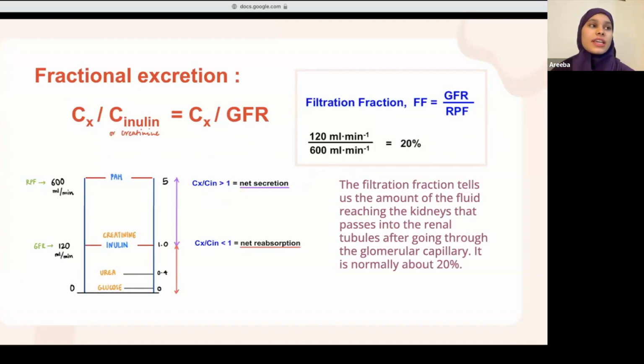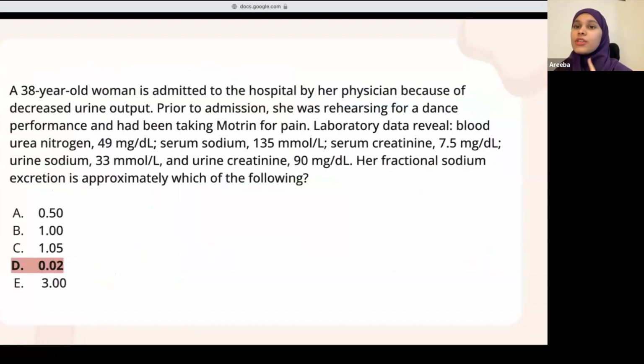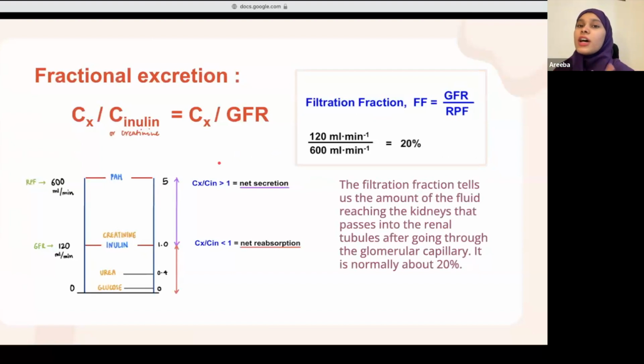Okay, so in this case, we have the values for sodium. We've got the serum sodium, we've got the urine sodium, and if you calculate that, you get the clearance of sodium, and then you divide that by GFR. Okay, and do not confuse fractional excretion with filtration fraction. They're two different things. So fractional excretion is trying to understand the clearance of a substance compared to the filtration.